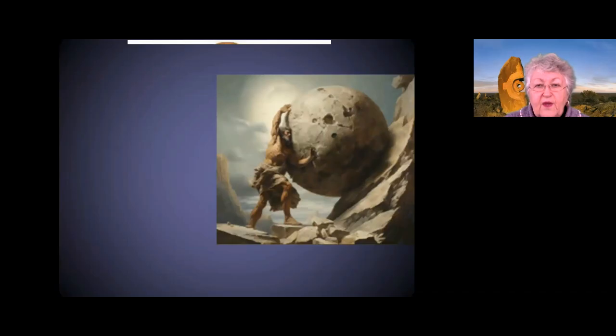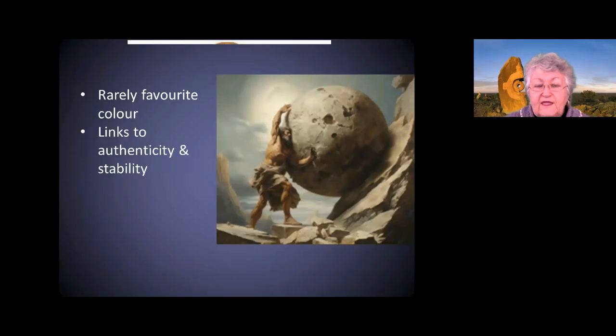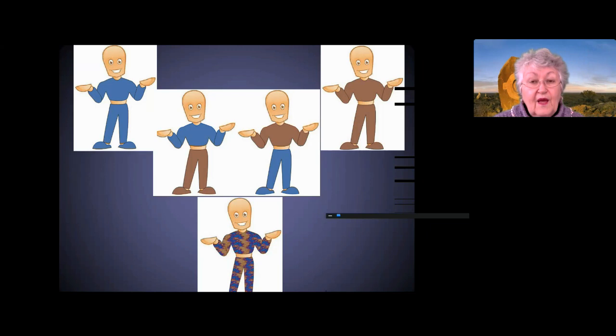Brown, on the other hand, can be linked to the classic example of Sisyphus, the man who was continually doing his work by pushing a massive boulder up a hill. It's rarely a favoured colour across the world, although it does come in and out of fashion occasionally. It tends to link to authenticity and stability, and it also has ideas of independence, strategy, and determination associated with its use.